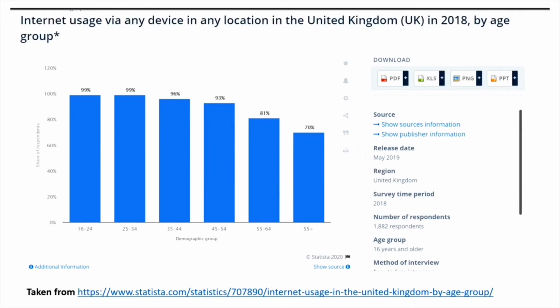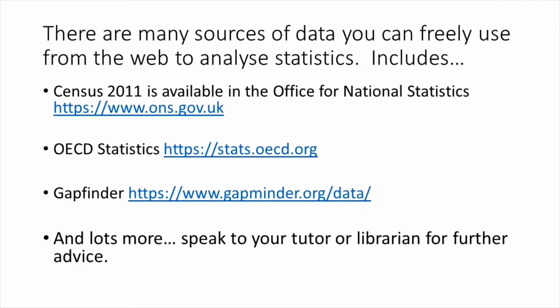So, if you wanted to find out how many people over the age of 55 have internet connection compared with 16 to 24-year-olds, you would have to analyse that by comparing and contrasting the data available. You can see here in this chart that the over 55s use the internet less. There are many sources of data you can freely use from the web to analyse statistics. Here are a selection. There's the census, there's OECD statistics, Gapminder, and lots more. Speak to your tutor or librarian for further advice.